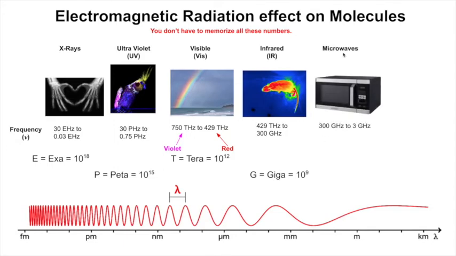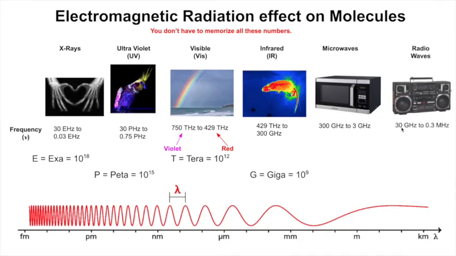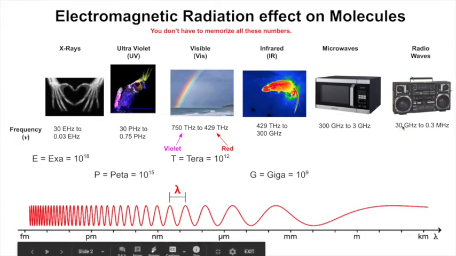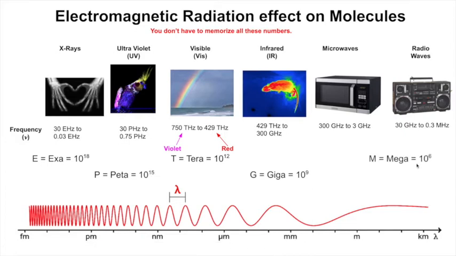Okay, and then microwaves range from about 300 gigahertz to just 3 gigahertz. That's their frequency. And the radio waves are the lowest frequency, longest wavelength, 30 gigahertz to about 0.3 megahertz, which you've heard of megahertz. A mega is 10 to the 6, a million, so 0.3 million hertz.